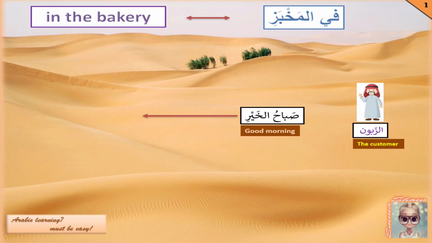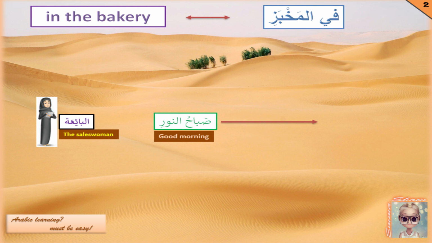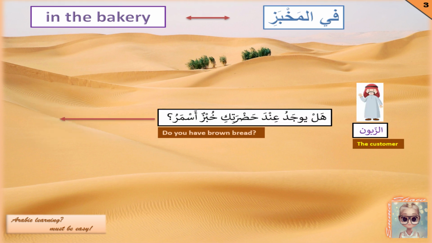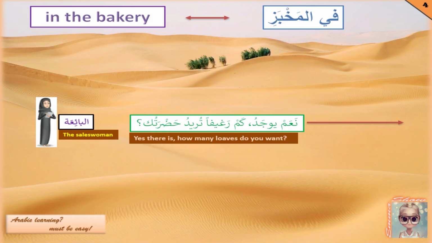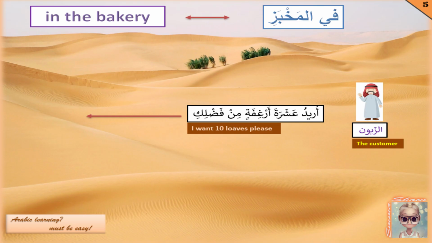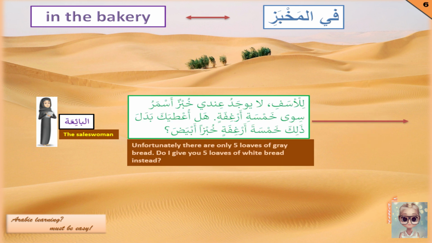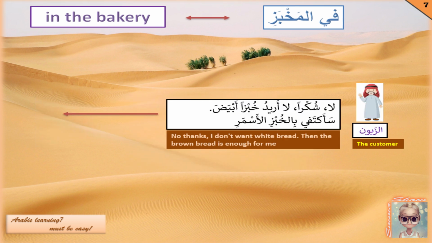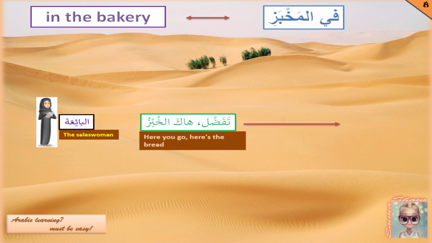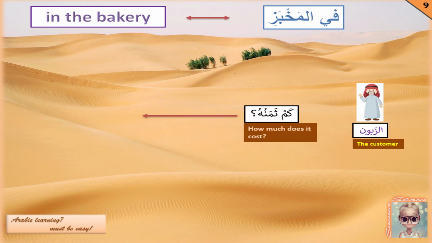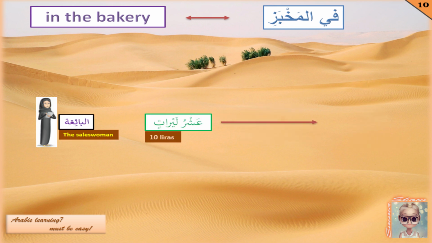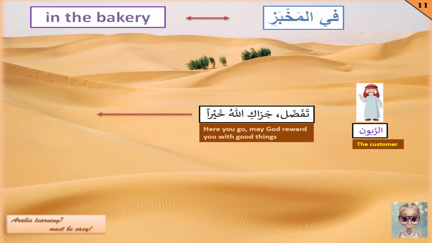صباح الخير. صباح النور. هل يوجد عند حضرتك خبز أسمر؟ نعم يوجد. كم رغيفا تريد حضرتك؟ أريد 10 أرغفة من فضلك. لا يوجد عندي خبز أسمر سوى 5 أرغفة. هل آتيك بدل ذلك 5 أرغفة خبز أبيض؟ لا شكرا، لا أريد خبزا أبيض، سأكتفي بالخبز الأسمر. تفضل هاك الخبز. كم ثمنه؟ 10 ليرات. تفضل، جزاك الله خيرا.